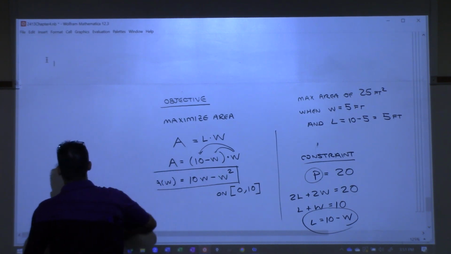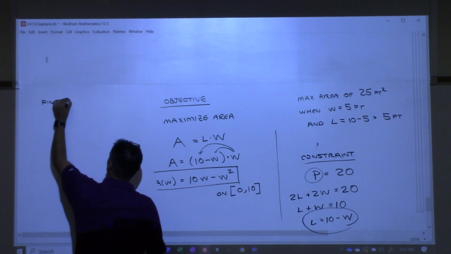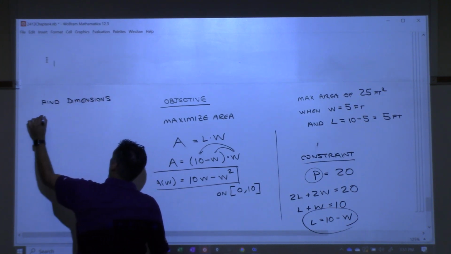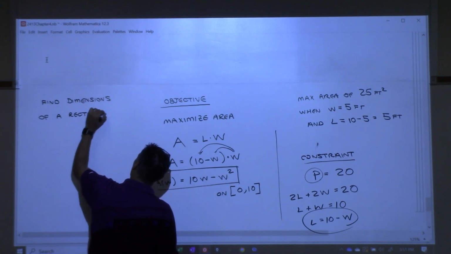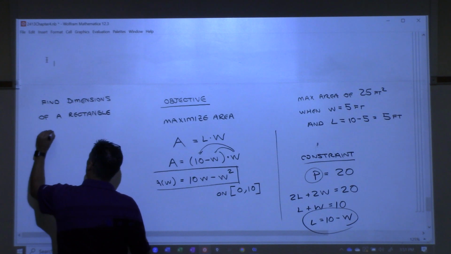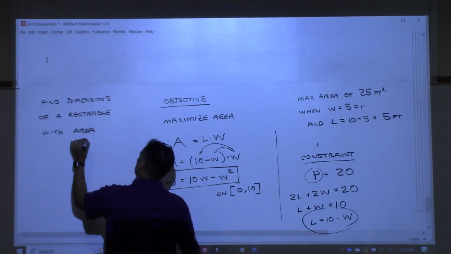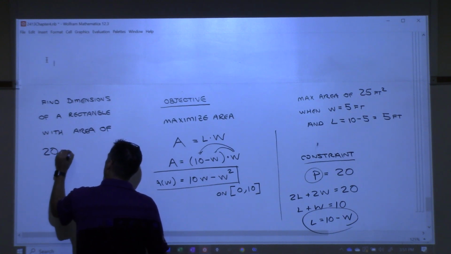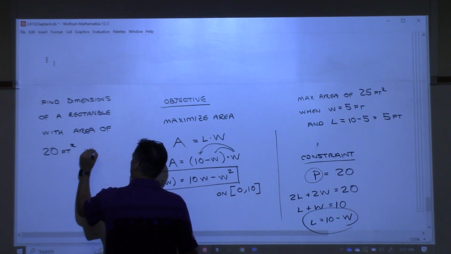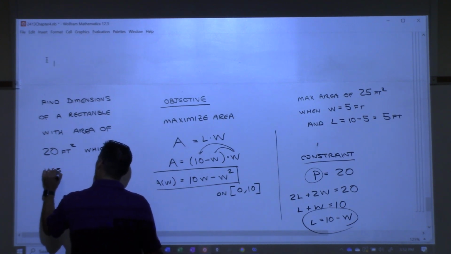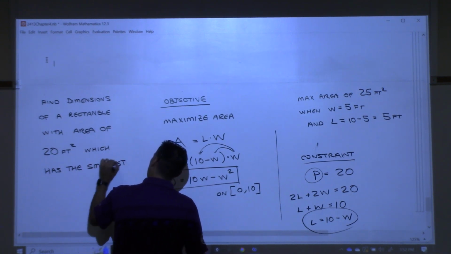Okay, so now what I want is this. I want you to find the dimensions of a rectangle with area of, oh my gosh, area of 20 square feet, which has the smallest perimeter.